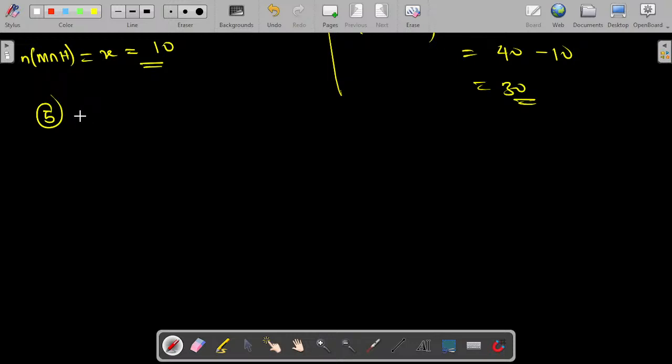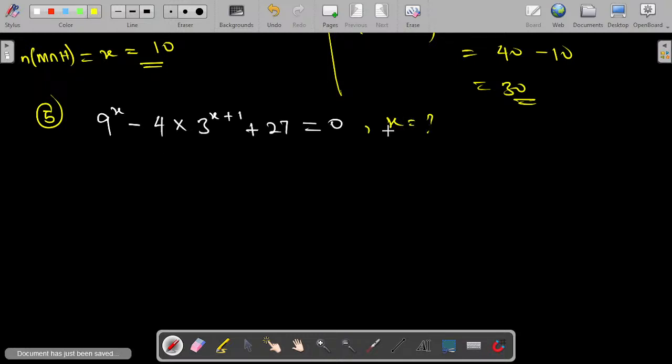All right, so this is the question. It says we should find the value of, let me put it this way. You are given that 9 is raised to the power of x minus 4 times 3 to the power of x plus 1, and then you now have plus 27 is equal to 0, and you are to find the value of x. That's what the question says. So what do?